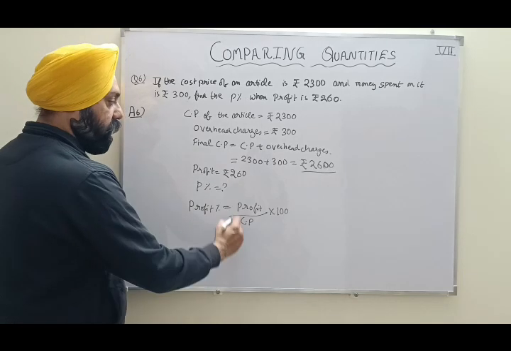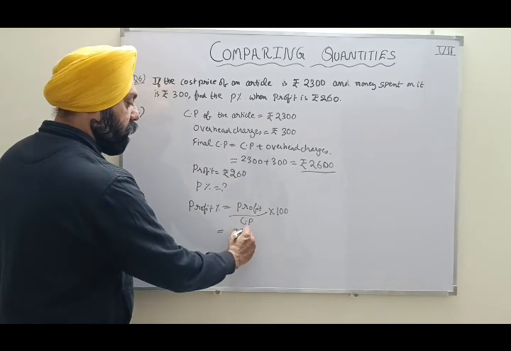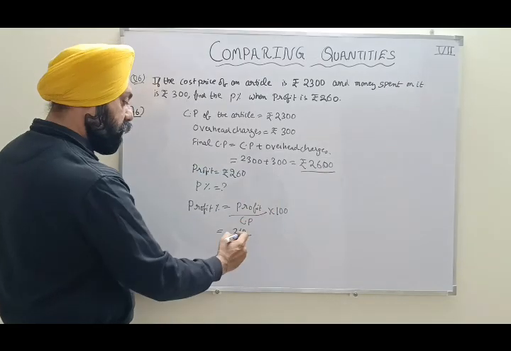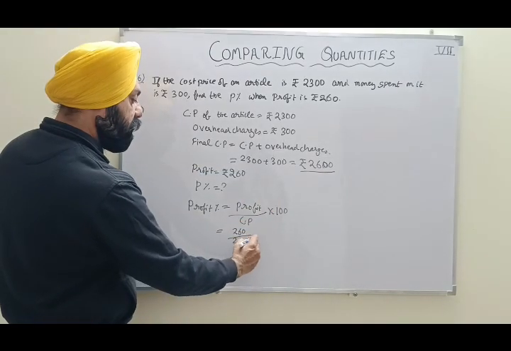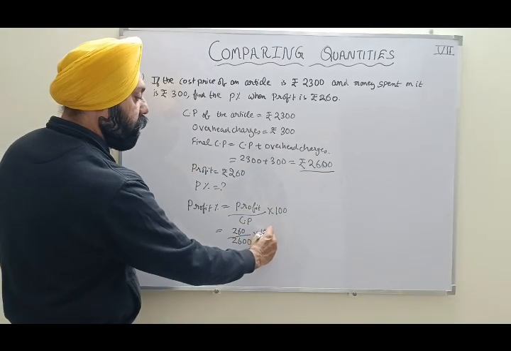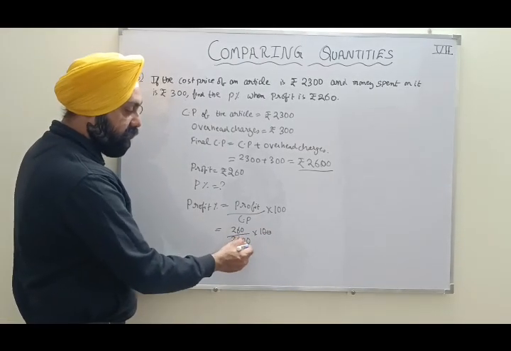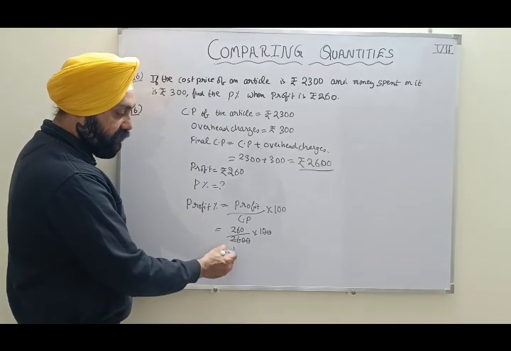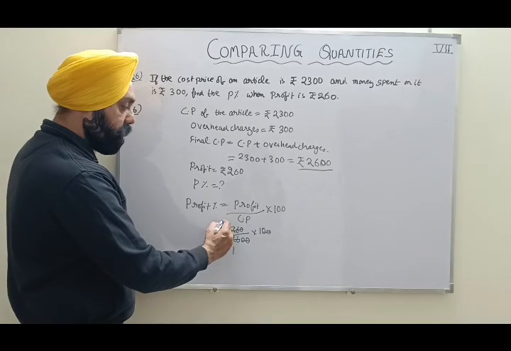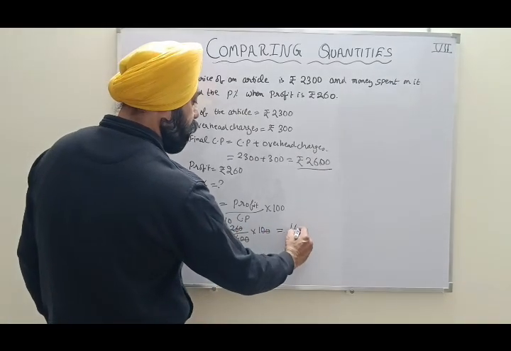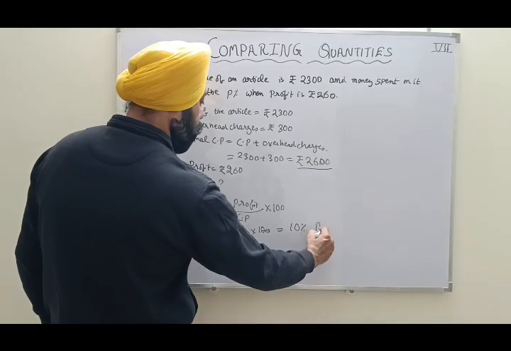So profit is 260 divided by cost price. We will take this cost price including the overhead charges. It is 2600 into 100. So we can cancel out these two zeros with these two zeros, and 26 and 260 are divisible. So it is 10. So the answer is 10%.